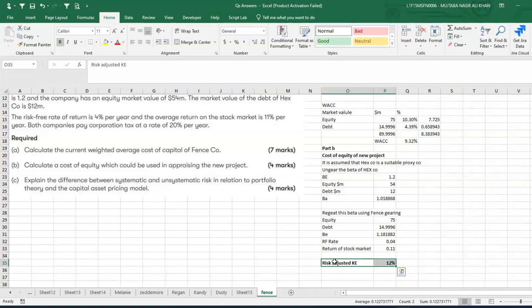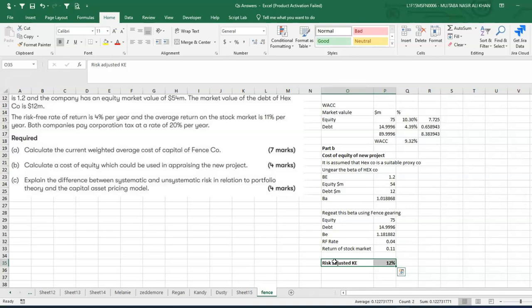Last part is difference between systematic and unsystematic risk. You will explain that there are two types of risk which you can face whenever you are investing in stock market. One is systematic risk. Systematic risk is the risk related to the economy overall. It covers the market-wide risk. For example, interest rate, exchange rate, political risk. So systematic risk cannot be diversified away if you invest in different companies. This is the risk which investor has to face at any cost. If you invest in any company, you have to face the systematic risk. It can be higher or lower depending on the nature of the company, but systematic risk is there.